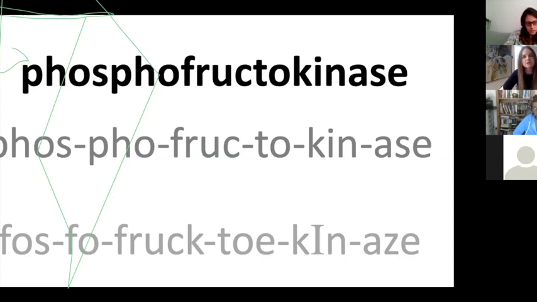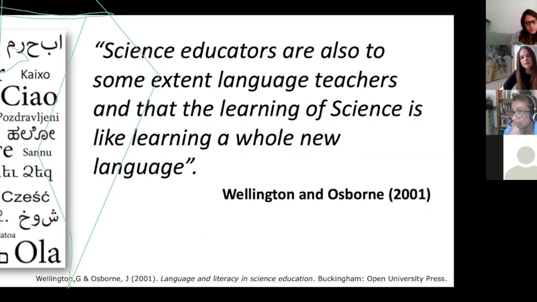So the next time we did some research, they had a little bit of time for any words that they didn't know to write them down and do this, because students will use other words if they don't know how to spell it and they don't know how to say it. And that's not building their vocabulary. Another one of my favourite quotes: science educators are to some extent language teachers, and the learning of science is like learning a whole new language. And I think this is absolutely true, especially for biology. We need to build students and teachers that are fluent in the language of science.